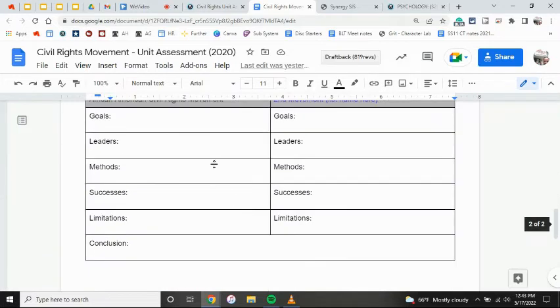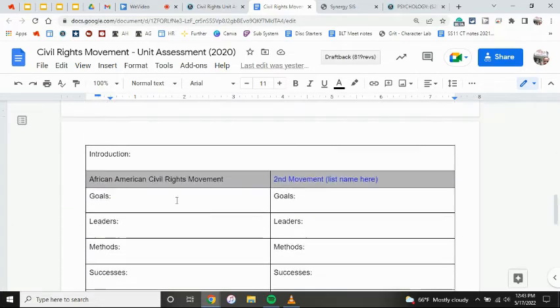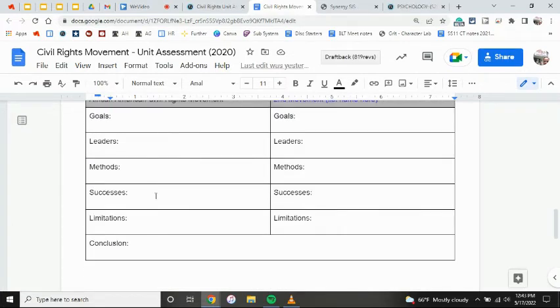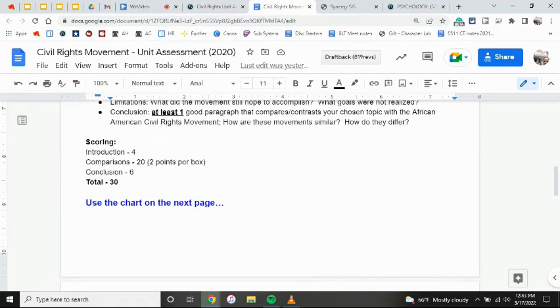Okay, so you're going to have information for this African American Civil Rights Movement on this side. Your second movement, you'll have the information over here, and then the conclusion is you having an in-depth kind of discussion about how they're similar and different. Okay, pretty straightforward. You see the scoring right here. You will have Thursday, Friday, and then Monday to work on these, which should be plenty of time.